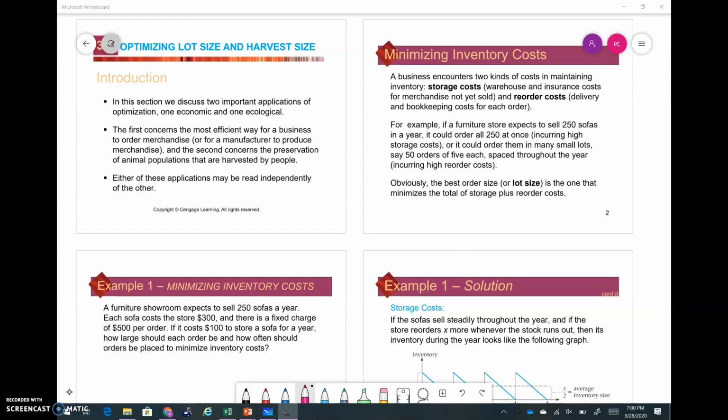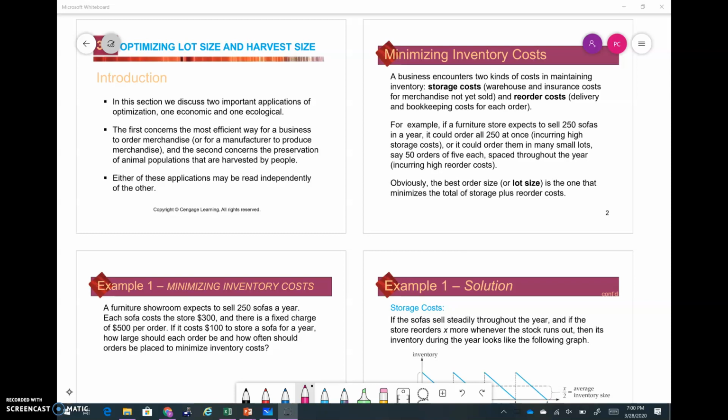The first concerns the most efficient way for a business to order merchandise or for a manufacturer to produce merchandise. And the second concerns the preservation of animal populations that are harvested by people. Either of these applications may be read independently of the other.